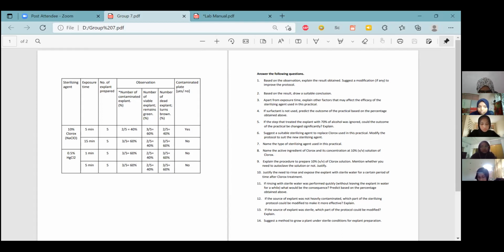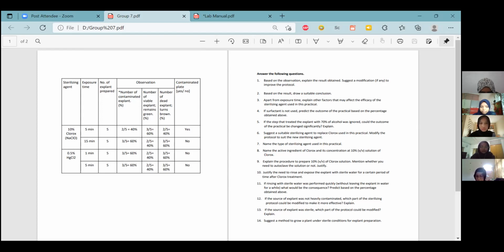So maybe you would ask why there's a different answer for the contaminated plate. Why we answer yes for the Clorox at the 5th minute is because, as we can see at the number of contaminated explants, we received the result of 40%, and the other 60% would be considered as contaminated plate, as 40% is actually derived from the explant. So the percentage of contaminated plate is actually higher than the contaminated explant. So we put it as yes.